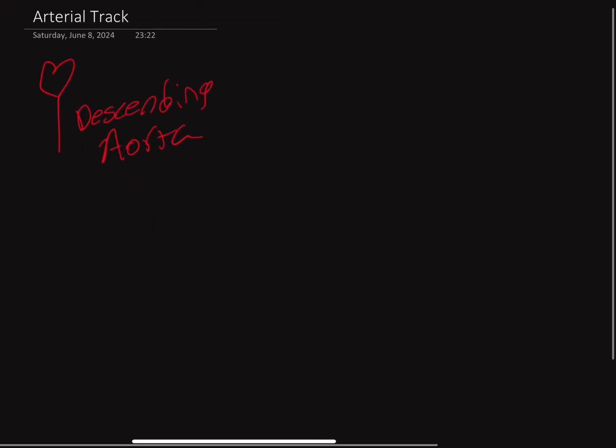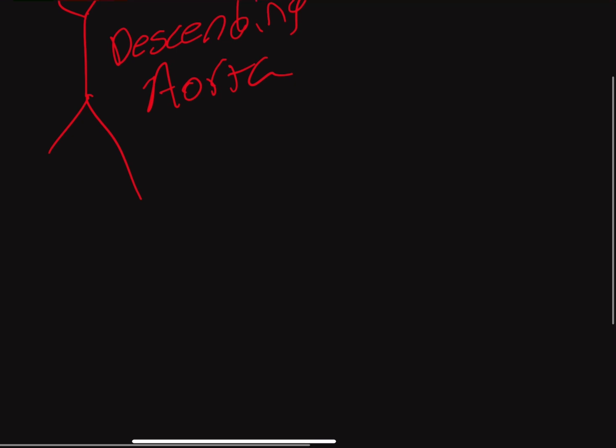I'm sorry, I have a terrible heart. But that's going to travel inferiorly and it's going to travel through the descending aorta. From there, it's going to go down and it's going to bifurcate, split into two. And then this is where you have your common iliac.